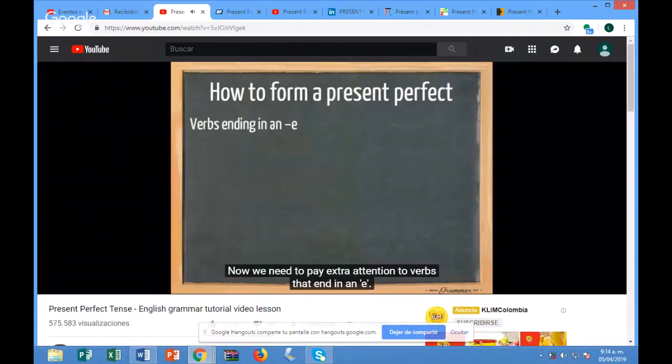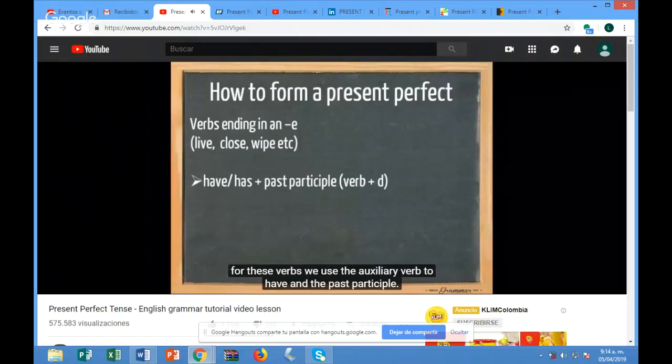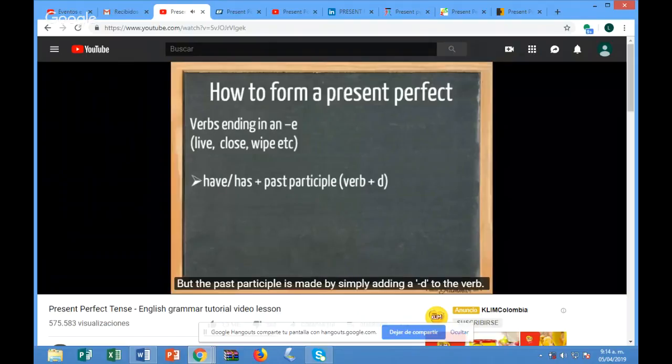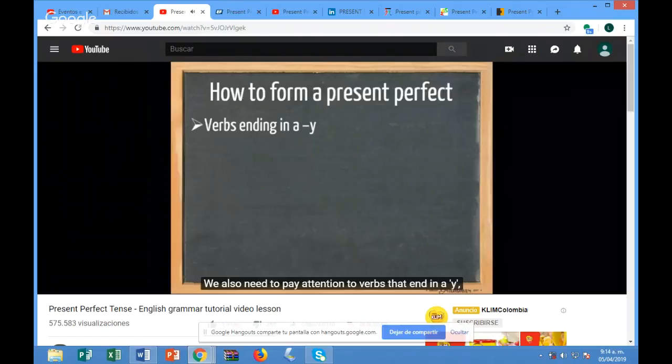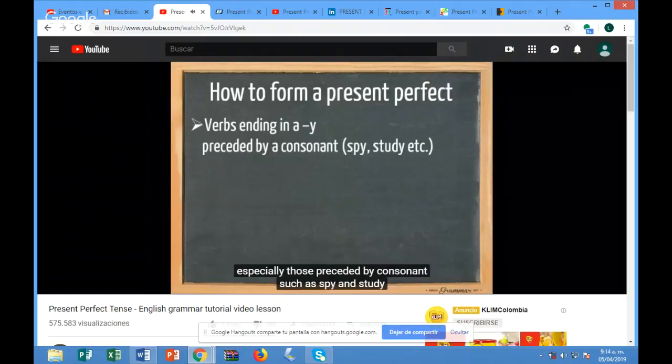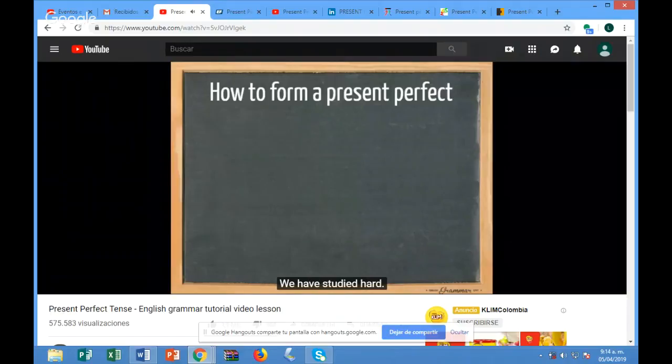Now we need to pay extra attention to verbs that end in an E, such as live, close, and wipe. For these verbs, we use the auxiliary verb to have and the past participle, but the past participle is made by simply adding a D to the verb. Look at the examples. I've lived here for quite some time now. He has closed the window. They have wiped the floor. We also need to pay attention to verbs that end in a Y, especially those preceded by a consonant, such as spy and study, because we change the Y into an I. For example, he has spied on his neighbours, and we have studied hard.